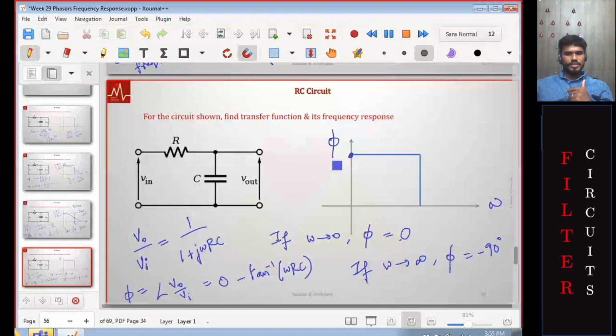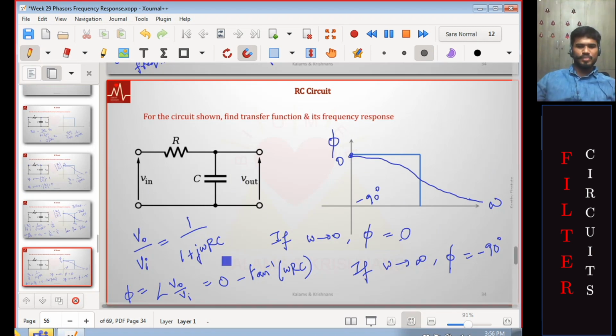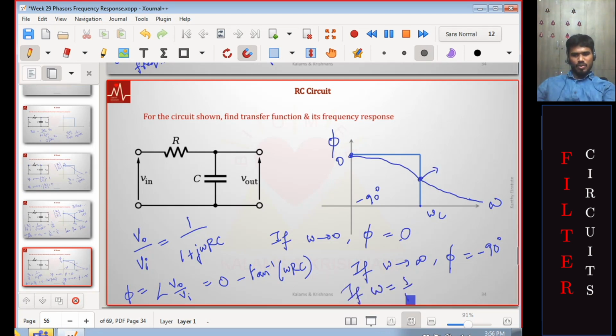So you start at 0 value, you kind of go to minus 90 degrees as omega tends to infinity. So quick question: do you know the phase at cutoff frequency? If omega is 1 over RC, what is the phase there? You could easily see that at 1 over RC, phase equals, again be slightly careful, minus pi by 4. Notice when omega equals 1 by RC, this is tan inverse of 1. So minus tan inverse of 1, that is minus pi by 4.